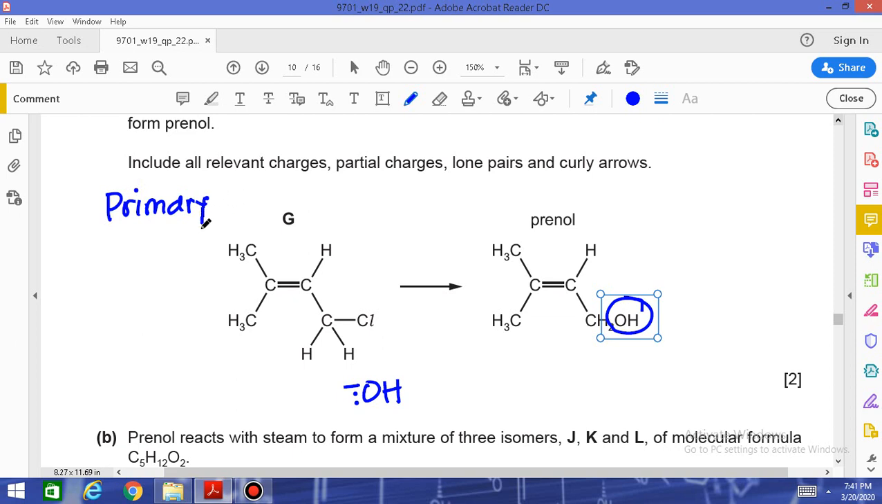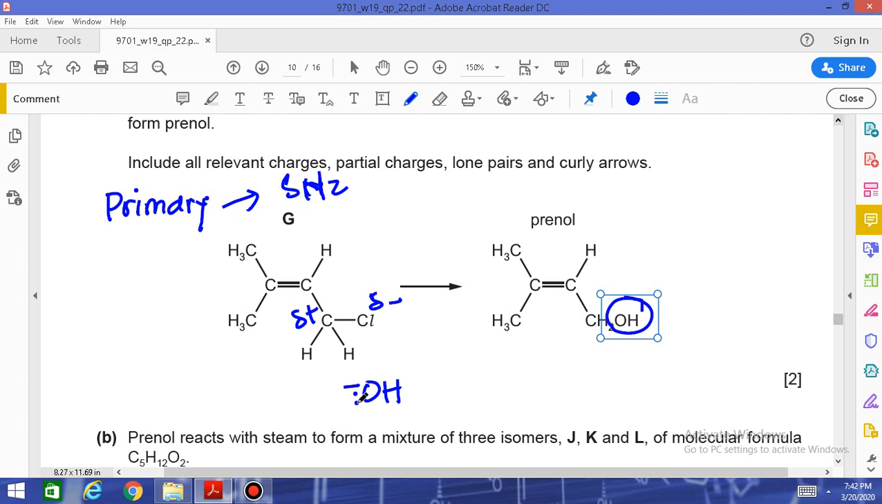so it tends to undergo the SN2 reaction mechanism, right? While for tertiary halogenoalkane, it tends to undergo the SN1 reaction mechanism, while for secondary halogenoalkane, it can undergo both SN1 or SN2. Okay, carbon and chlorine, which one is more electronegative? Chlorine. So it has partial negative charge, while carbon has partial positive charge.